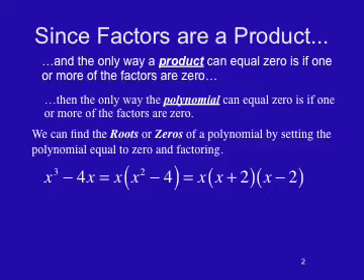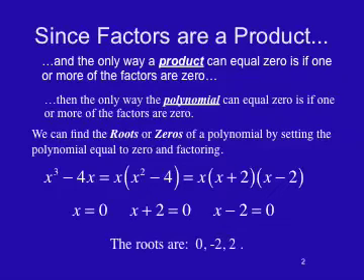So here we have x cubed minus 4x. We're going to factor that, pulling the x out, and then you'll notice inside the parentheses we have x squared minus 4. That's the difference of two squares, and that factors into x plus 2 and x minus 2. So we have the factors x, x plus 2, and x minus 2. We'll set each of those equal to 0. This will allow us to find the solutions or roots of the polynomial. So the roots are 0, -2, and 2.